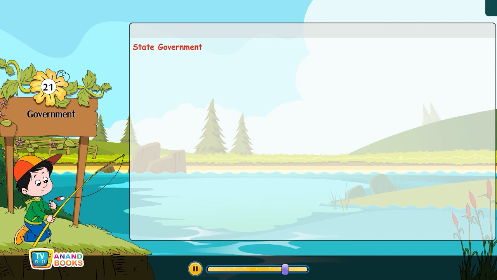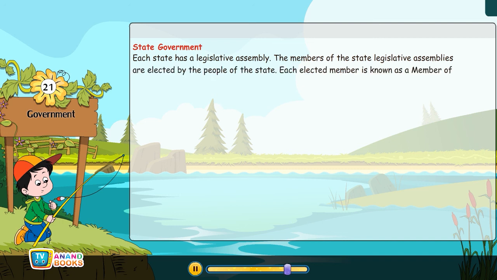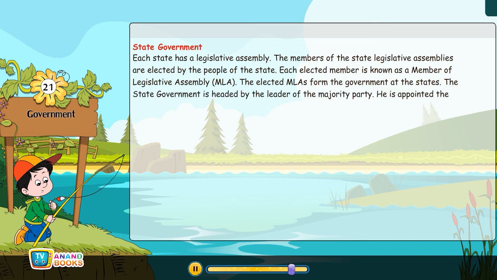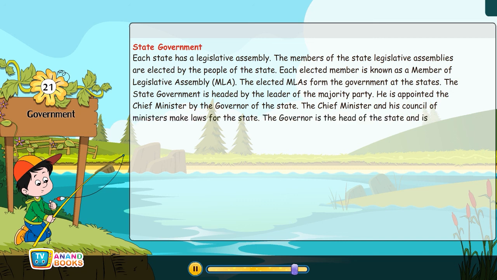State Government. Each state has a legislative assembly. The members of the state legislative assemblies are elected by the people of the state. Each elected member is known as a member of legislative assembly or MLA. The elected MLAs form the government at the states. The state government is headed by the leader of the majority party. He is appointed the chief minister by the governor of the state. The chief minister and his council of ministers make laws for the state. The governor is the head of the state and is appointed by the president.